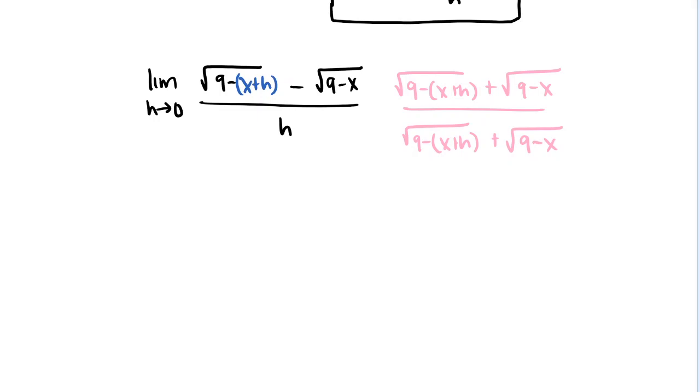So here, when I multiply out the numerator, this is a difference of squares. Right, so here we'll have the square of the first term, which will be 9 minus x plus h.